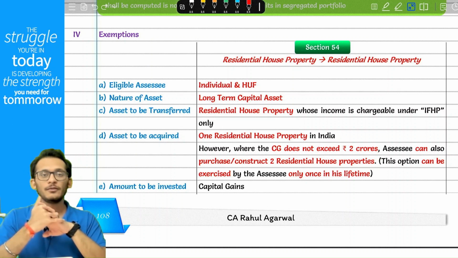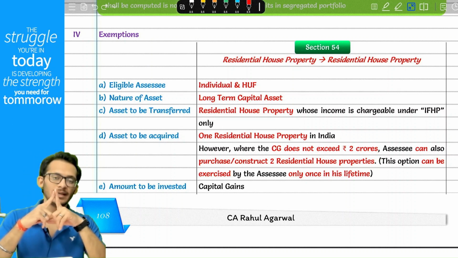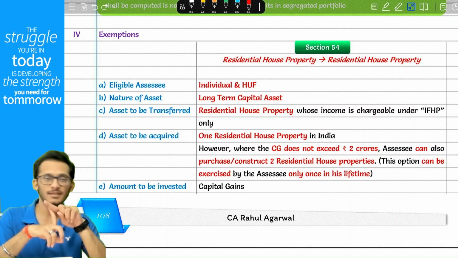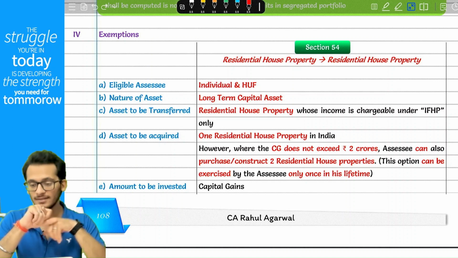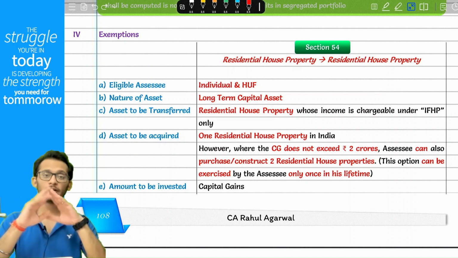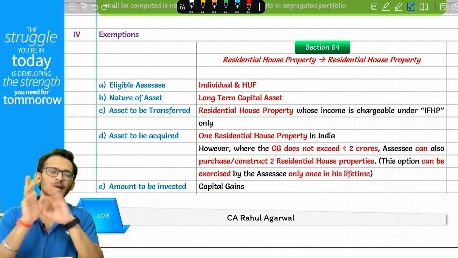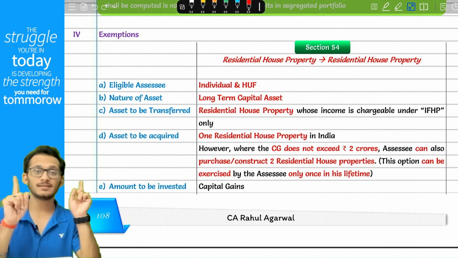So in 54 you have to buy one residential house property in India, or 2 residential house properties in India where your LTCG is up to 2 crores. If you are in 54F, they come and say you sell all your long-term capital assets, buy one residential house property in India.